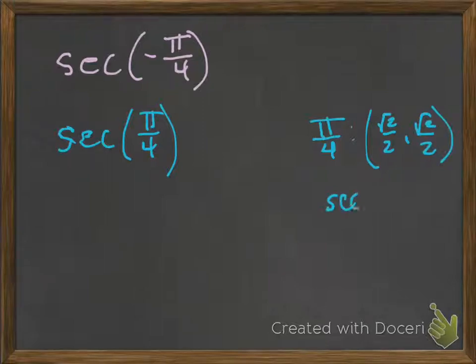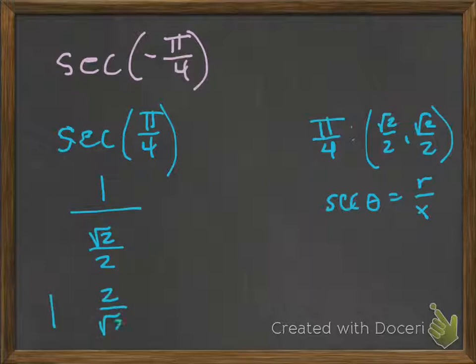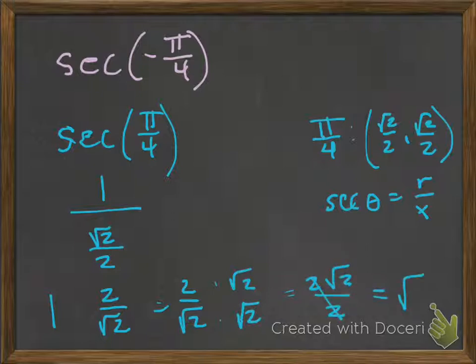And secant is r over x. So secant, using this coordinate, r over x, so my radius is 1 over my x value of root 2 over 2. And to fix this up, multiply by the reciprocal, so we get 2 over root 2. Now we have to rationalize, so I get 2 root 2 over 2, the 2's cancel out, and we get the square root of 2. So the final answer is the square root of 2. So the even and odd identities, again, focus more on negative angles. That's where we use those identities.